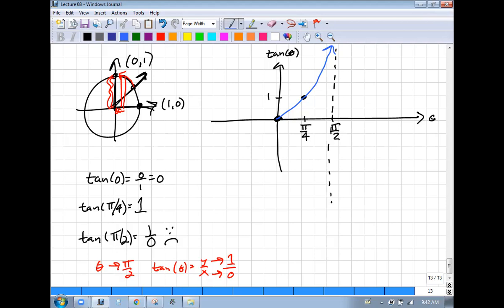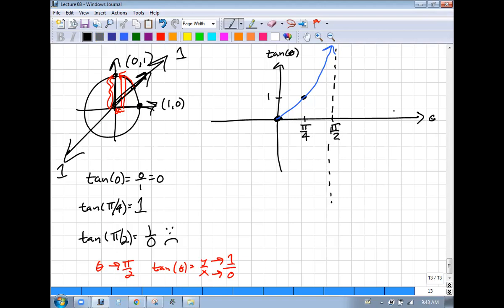Now, the other thing you want to know about tangent is we just saw that over here you get 1 because sine and cosine are the same, right? Well, down here, sine and cosine are the same. They're both negative root 2 over 2. So tangent that way is 1. Tangent this way is 1. Tangent is only pi periodic. It doesn't have to go all the way around the circle. It only has to go halfway around for it to start repeating itself.